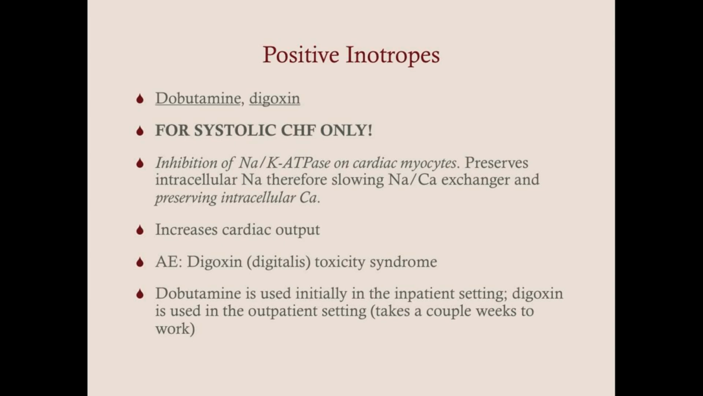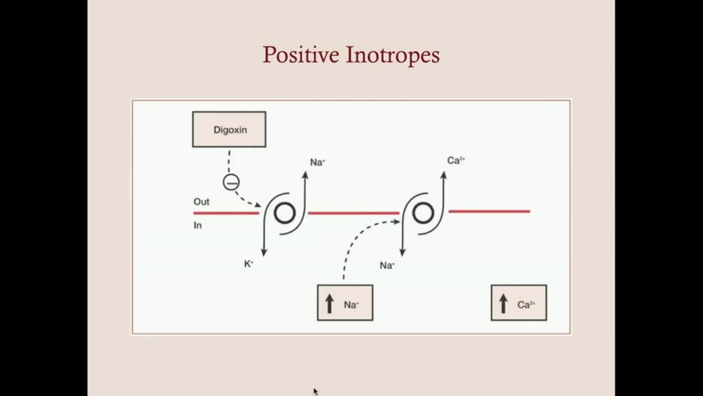For systolic heart failure, the problem is actually the heart's ability to pump. So we want to give positive inotropes because positive inotropes enhance your ability to pump. So we have dobutamine and digoxin, and the way positive inotropes work is by inhibiting the sodium-potassium ATPase on the cardiac myocytes. So I want you to look here. Digoxin and dobutamine inhibit this sodium-potassium ATPase. So this is on the cardiac muscle cells.